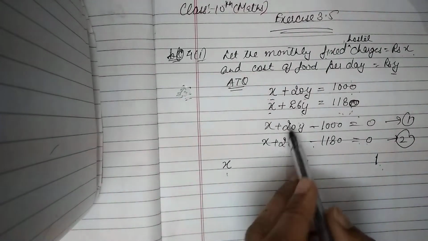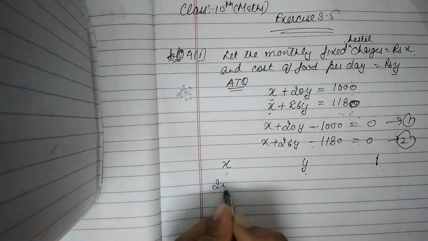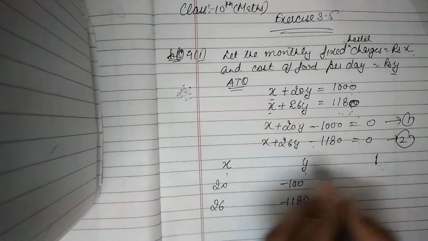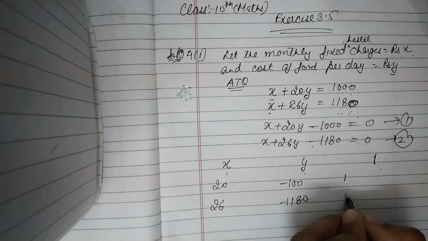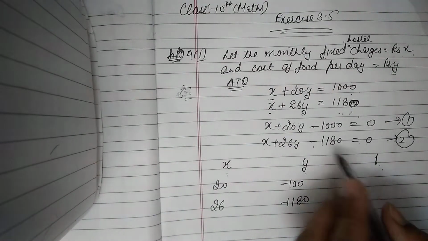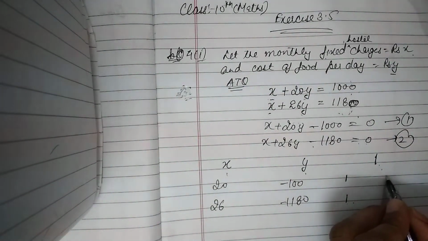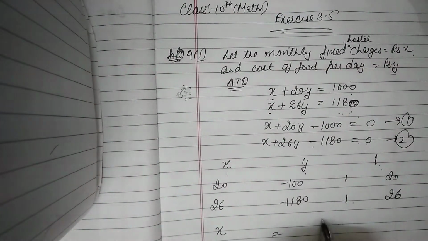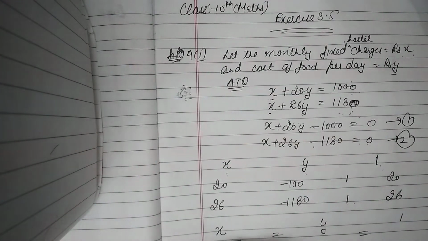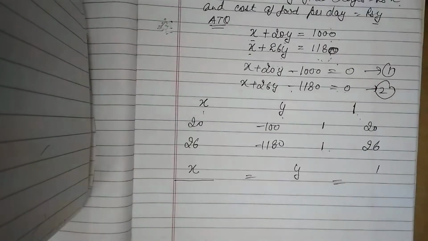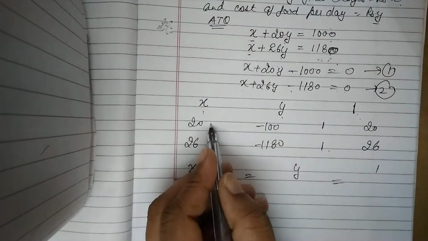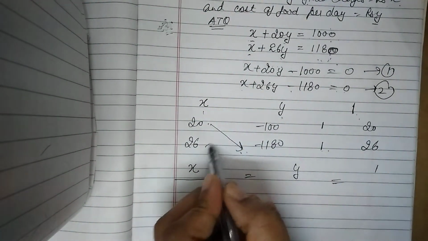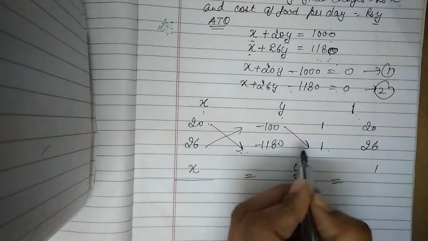Now write down the coefficients of y first: 20, 26, then the constant terms 1000, 1180, then the coefficients of variable x: 1, 1, and then again write the y coefficients 20 and 26. Now write here x, y, 1. Firstly, multiply. Now make arrows like this, from upward to downward, then downward to upward. Similarly, the next terms.